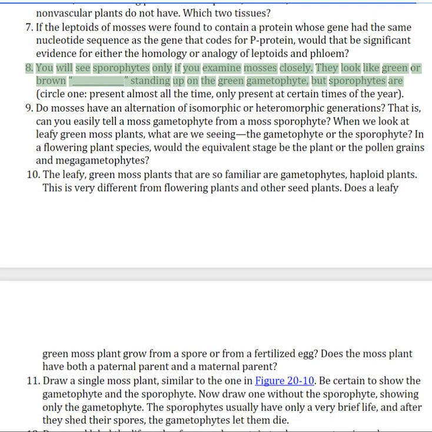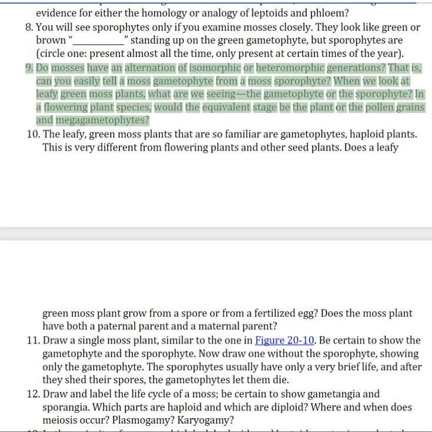8. You will see sporophytes only if you examine mosses closely. They look like green or brown stalks standing up on the green gametophyte, but sporophytes are ___. 9. Do mosses have an alternation of isomorphic or heteromorphic generations? That is, can you easily tell a moss gametophyte from a moss sporophyte? When we look at leafy green moss plants, what are we seeing, the gametophyte or the sporophyte? In a flowering plant species, would the equivalent stage be the plant or the pollen grains and megagametophytes?